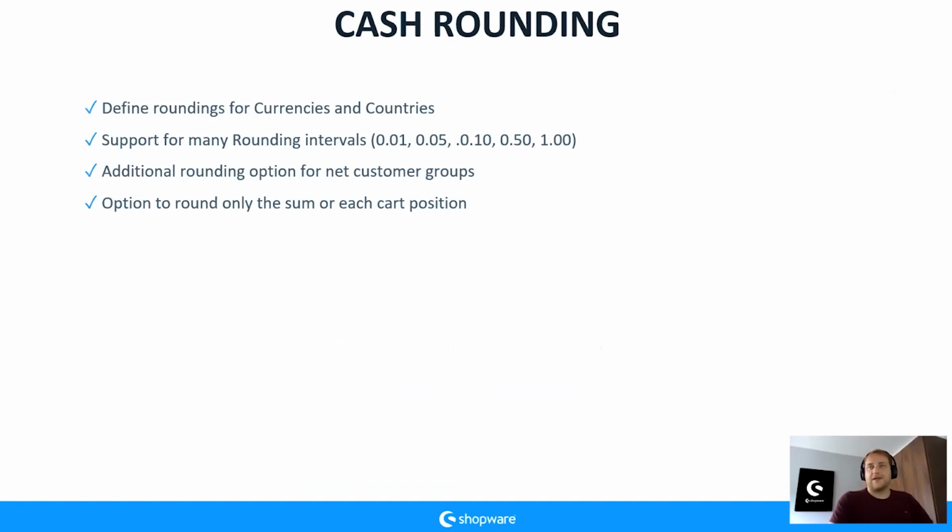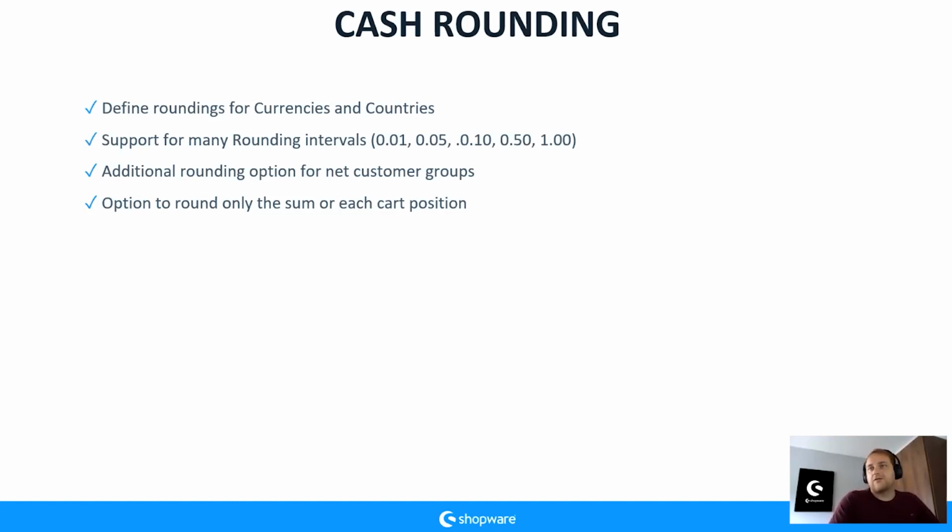Cash rounding. Yeah. In the future, you will be able to set the rounding behavior in Shopware on the basis of country and currency. Several rounding intervals are supported, and if a country does not have, for example, 1 or 2 cent coins, it can be rounded to the next 5, 10, 50, or to the next whole number. You can optionally set this rounding behavior for net customers if it's desired, for example.